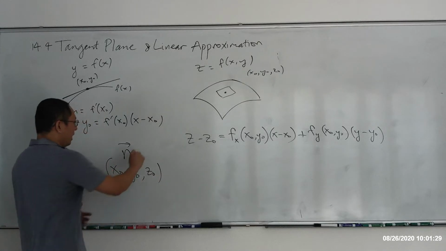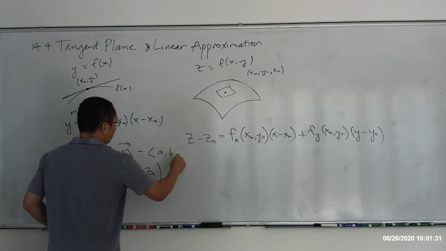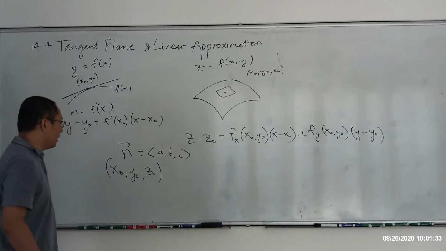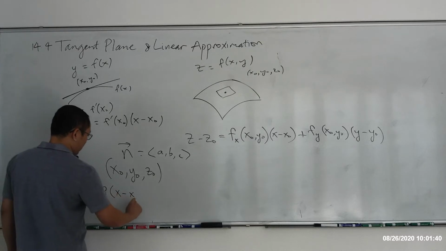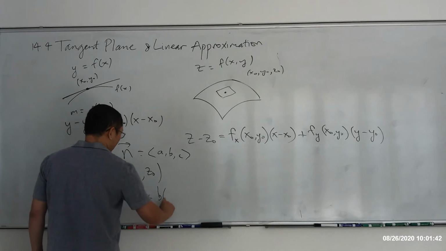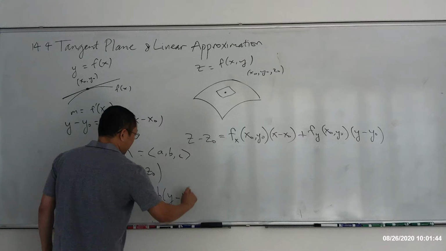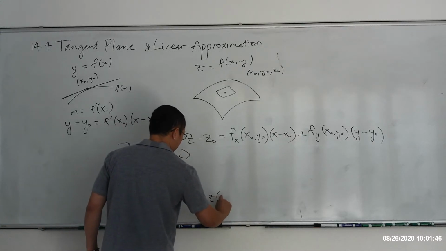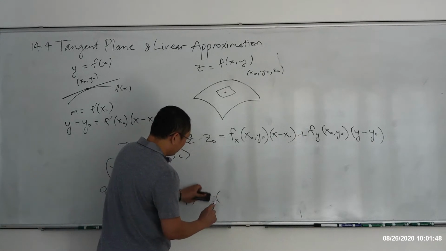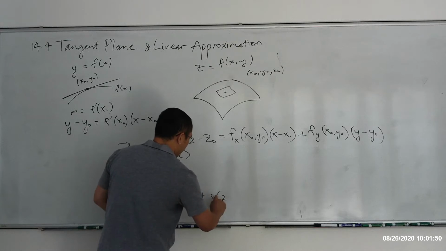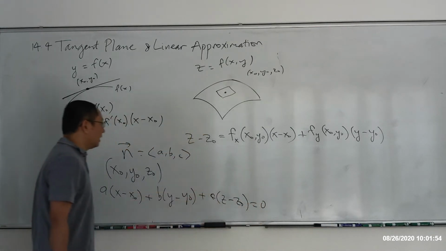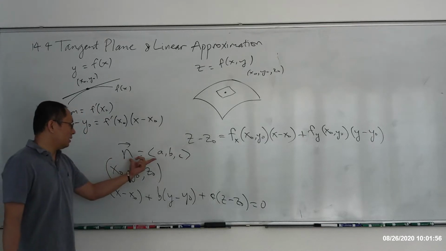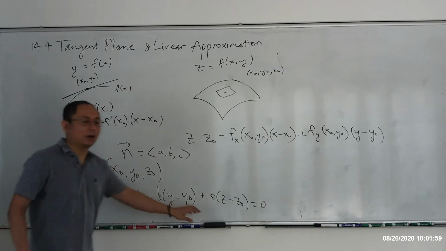Right? After you have the normal vector and a point, then you can find the equation of the plane. What was that? A times (x minus x naught) plus b times (y minus y naught) plus c times (z minus z naught) equals 0, and then you have the equation of the plane, right? So all you really need is the normal vector and a point.